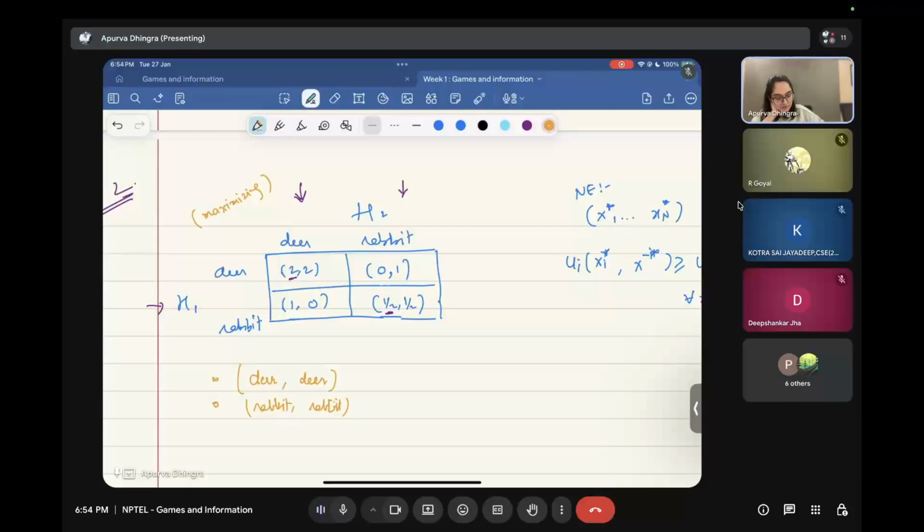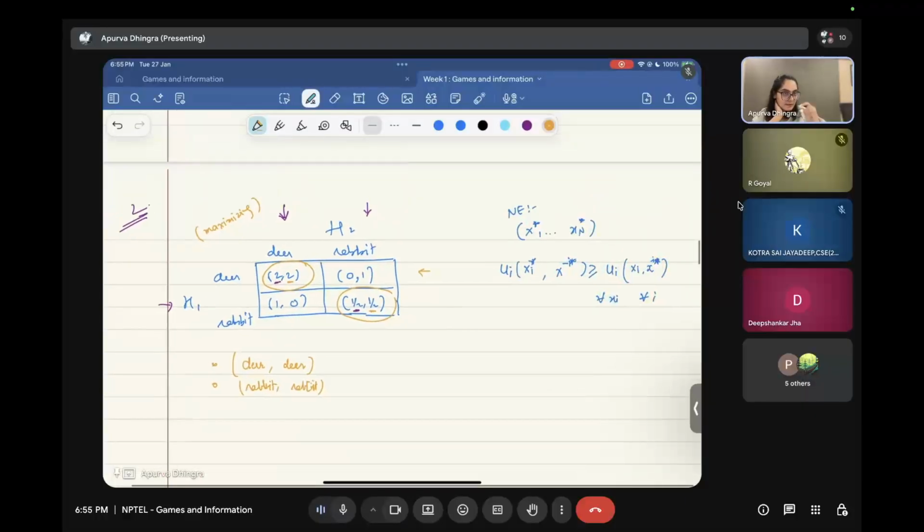And now let's do it for the other agent. Let's say we are talking about hunter 2's scenario, and what would he be doing? He would be comparing this 2 and this 1, if he assumes the other one has actually chosen deer. In that case, 2 is preferred because both are maximizing. And similarly, for this case, he would compare 0 and half, and hence would say half is better. So in this case, we got two equilibria.